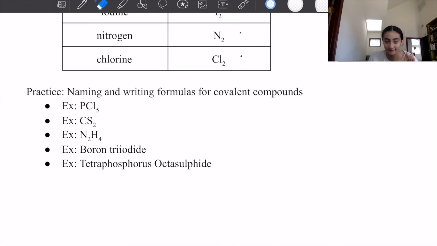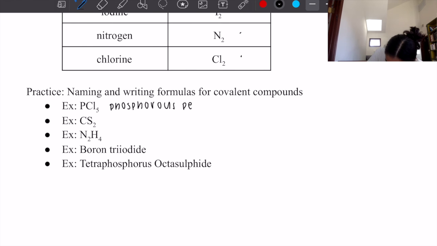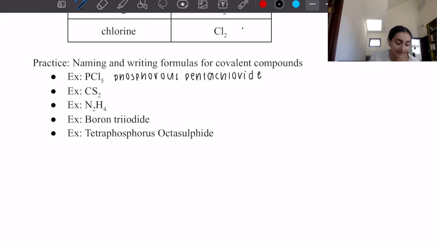So first we have PCl5. We have one phosphorus, but it's the first element, so we are not going to write mono. And we have 5 chlorines, so we are going to write pentachloride. So this will be written as phosphorus pentachloride. Then we have CS2. So we have carbon, and then there are 2 sulfurs, so carbon disulfide.